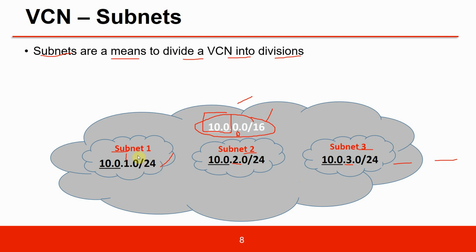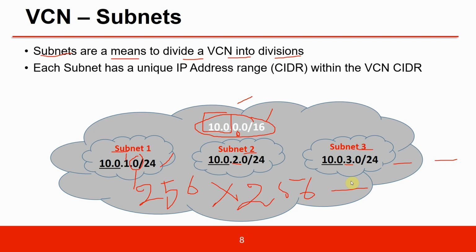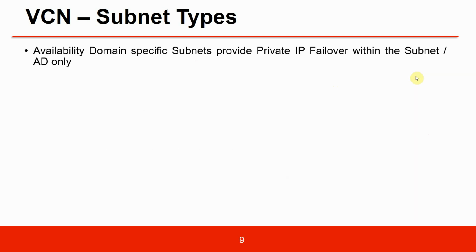And then this subnet 1, this IP will change here from 0 to 255. So each subnet can have 256 IP addresses. So 256 multiplied by 256 gives you 65,536 IP addresses, as I calculated and gave you in advance. Each subnet has a unique IP range within the given VCN CIDR block.